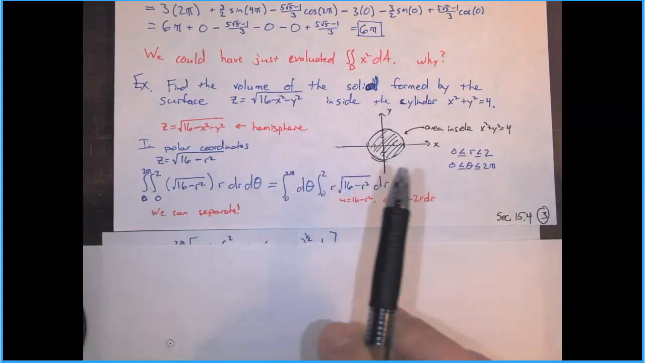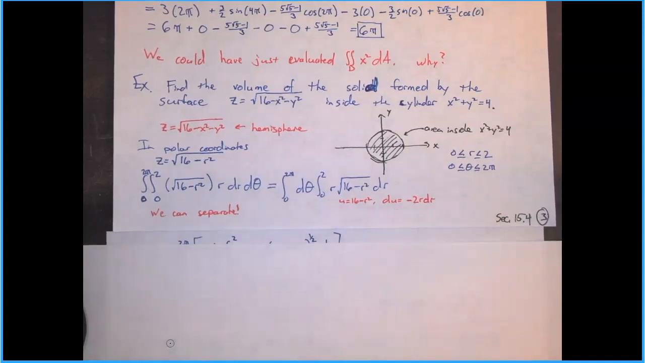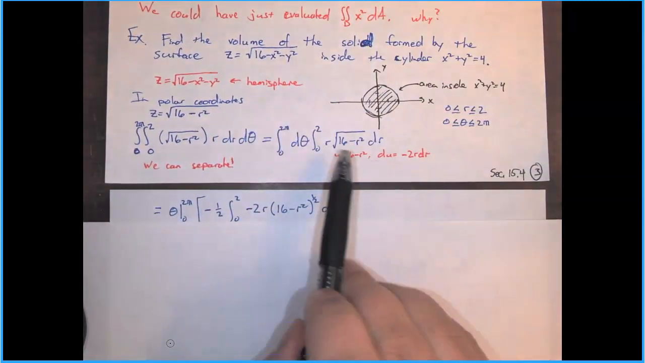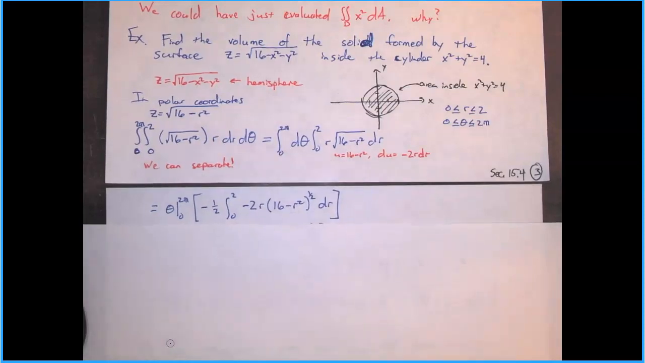This integral is more involved. I need to do a u substitution, let u equal 16 minus r squared. Then my du is going to be negative 2r dr. And I have the r here. I'm missing the negative 2, so I need to multiply and divide by negative 2.